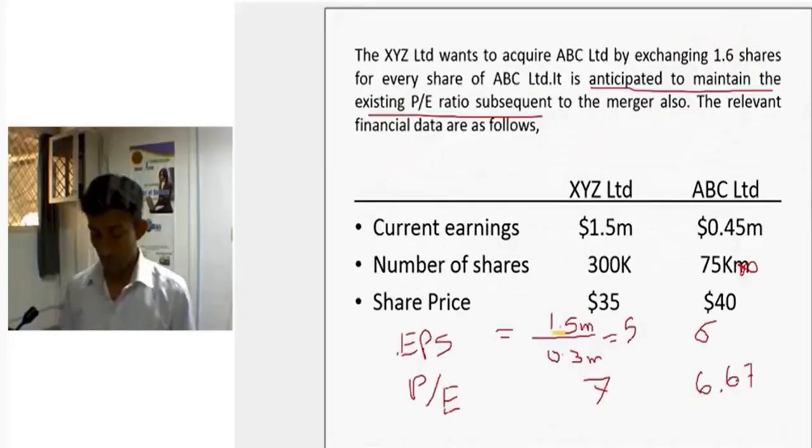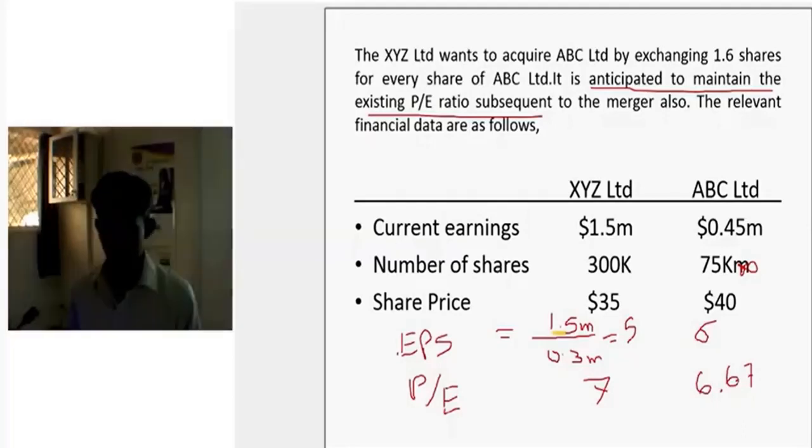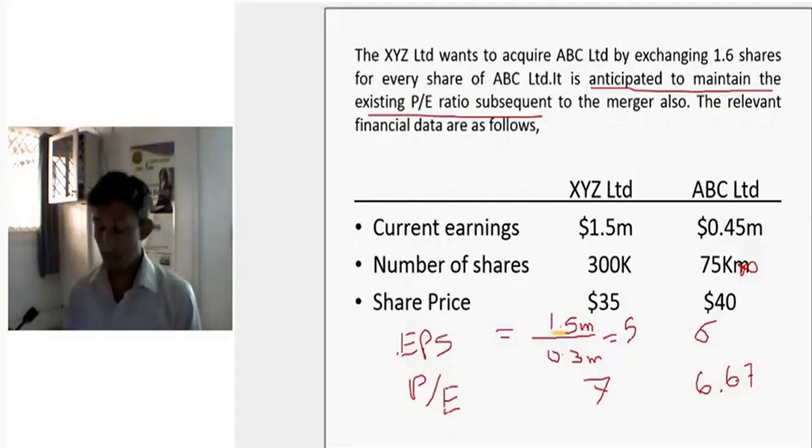Okay, so we assume that when XYZ and ABC join together, they may be able to share the total earnings that they used to earn alone. And keep in mind, we have not calculated the synergy benefit here. So let's assume the total earnings are 1.5 million and 0.45 million. So we can calculate the total earnings of the two companies, and we need to know the total number of new shares XYZ has issued to take over ABC Limited.